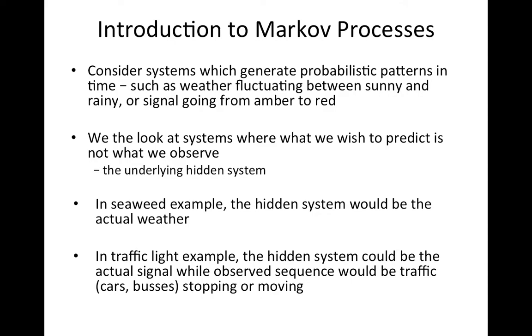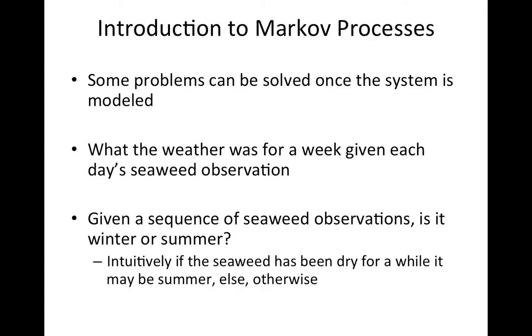In the traffic light example, the hidden system could be the actual signal, while the observed sequence would be some traffic movement. We don't need to really see the actual signal, but looking at the cars stopping, those are the observed variables, and we would be able to infer something. Some problems can be solved once the system is modeled, and the idea that memory-less is actually helpful in modeling such processes.